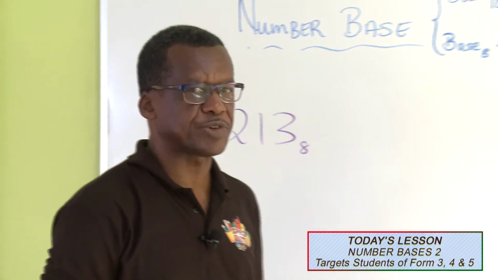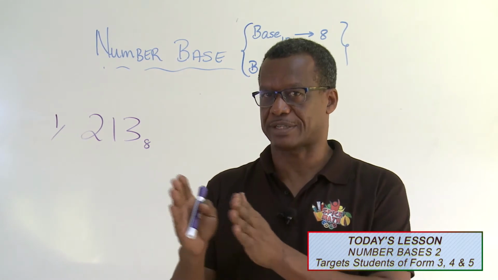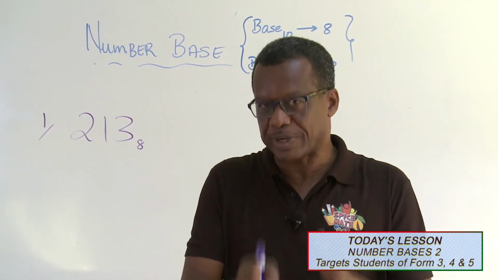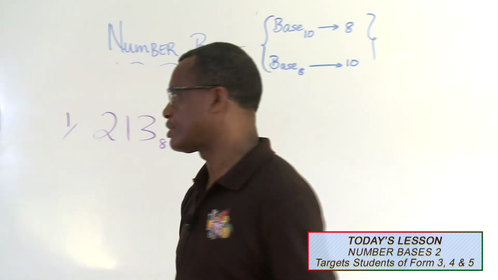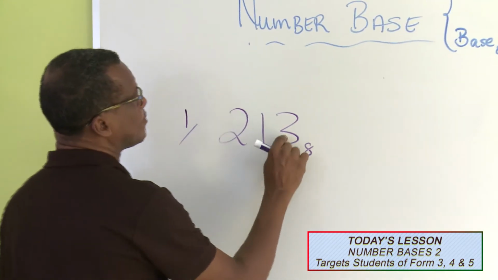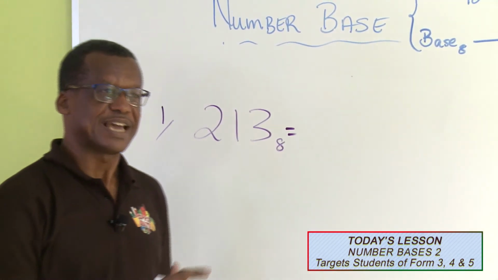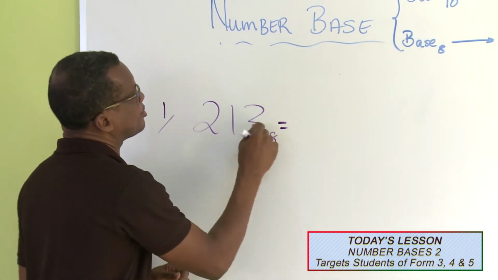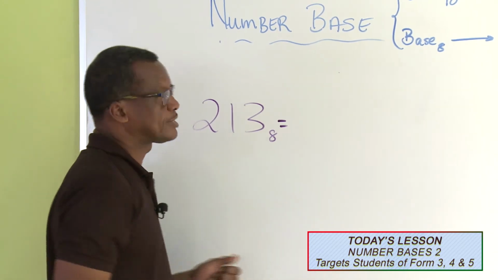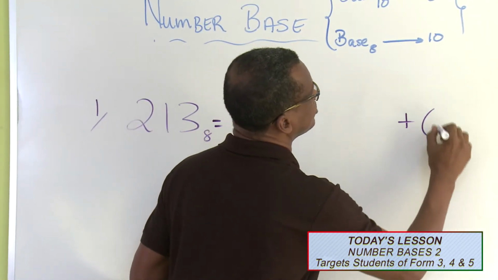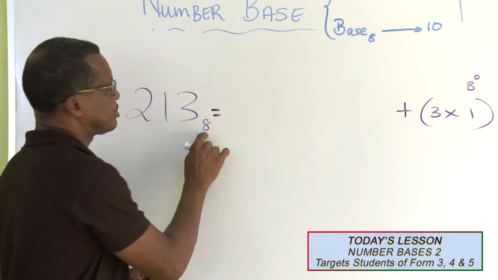So the number 213 base 8, once again, each place in that number has a specific value, and each place is guided by the base that we're working in. In this number, the first column would be ones. As in all bases, the very first column on the rightmost digit of all numbers would be ones or units. So that would be 3 times 1, or we can put in 8 to the power of 0 because we're working in base 8.